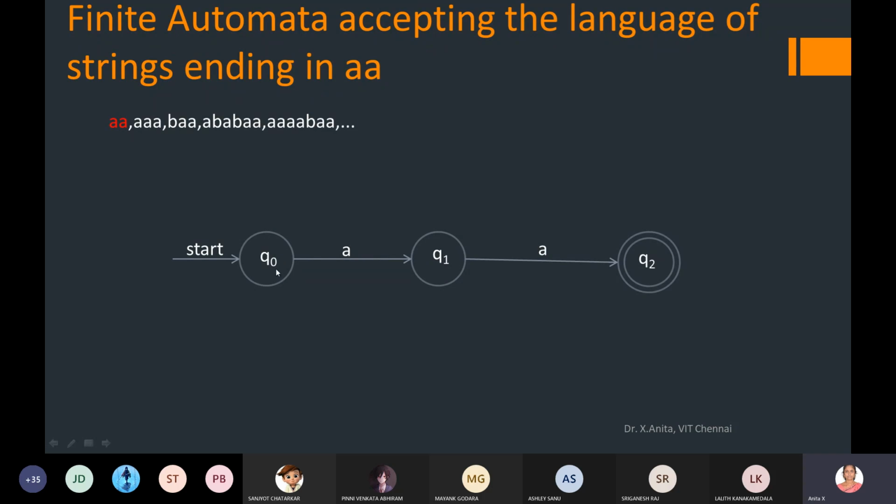So what should I do? I am in state Q0. In Q0, I am coming across A, so I'll be reaching Q1. And next I will be reaching Q2, and again in Q2 I am coming across A. Where should I go? I should be staying in the same state. That is what we are doing here.